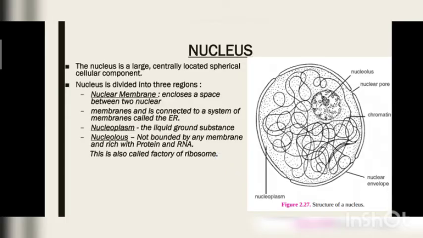Moving to another slide. Nucleus. See, we are on the slide of a very important part of the cell called the nucleus. Another name for the nucleus is the brain of the cell. It controls all the activity of the cell. The nucleus is a large, centrally located, spherical cellular component. We can call it the largest structure in the cell.